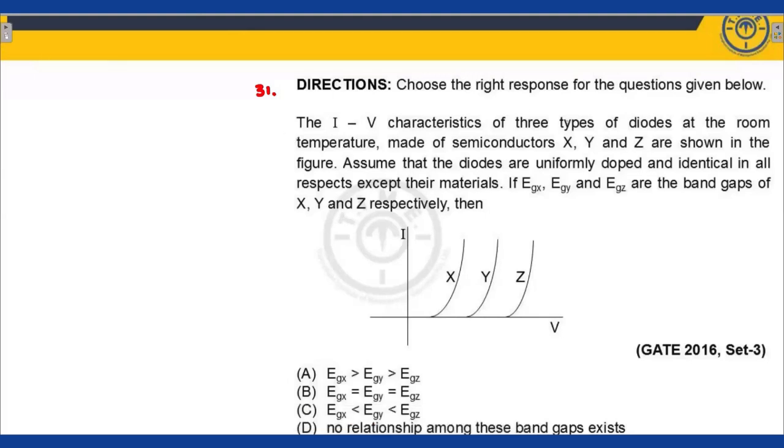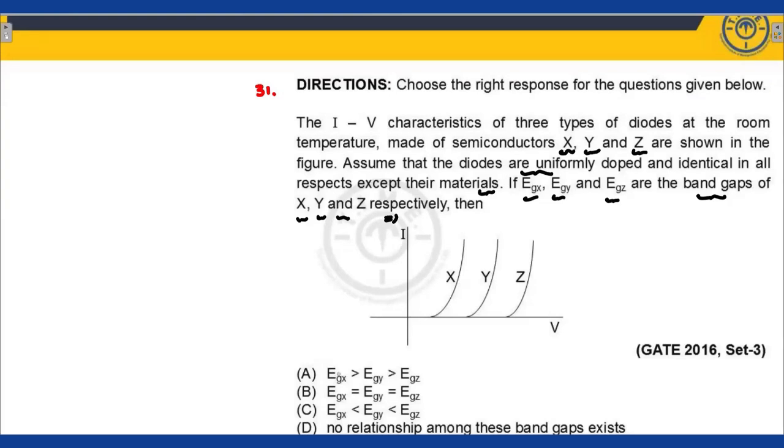The IV characteristics of three types of diodes at room temperature are X, Y, and Z, as shown in the figure. Diodes are uniformly doped and identical in all aspects of their particular material. XYZ are the semiconductor material. EGX, EGY, and EGZ are the band gaps of X, Y, and Z respectively. Then, my dear friends, say here IX, IY, and IZ. This is asked over here like this. Now, what are the options over here? So, what are the energy gaps here?